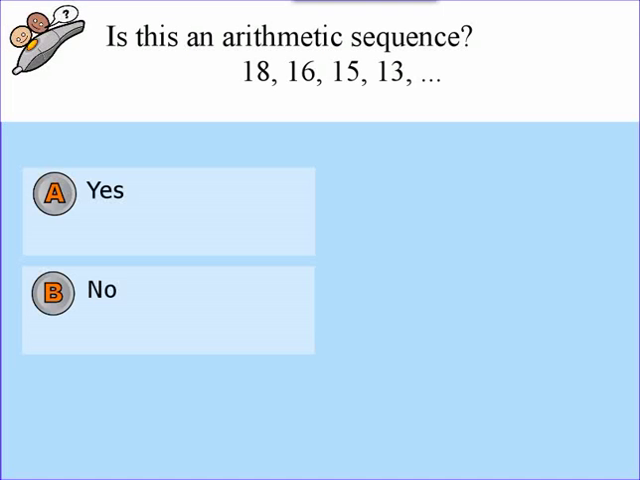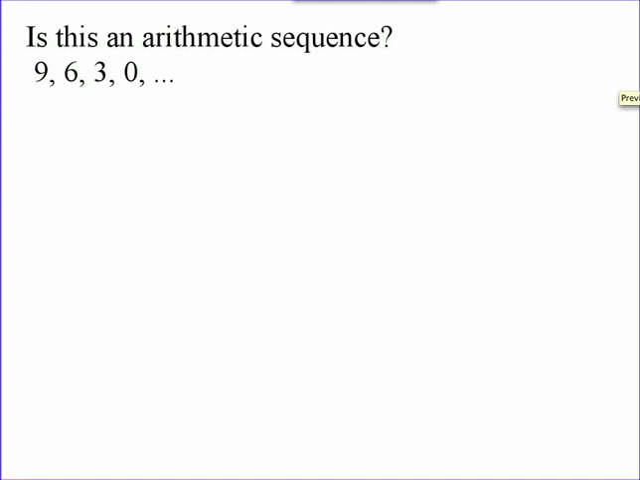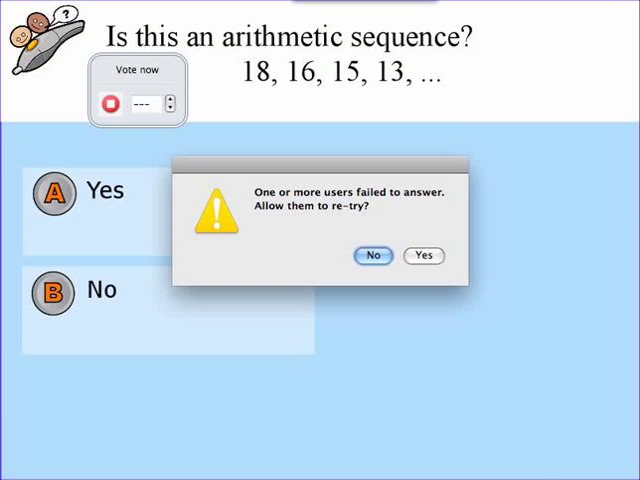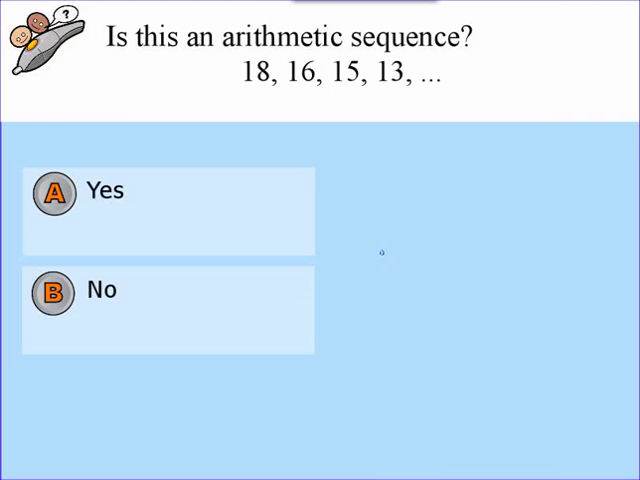So let's go ahead and go back. This asks, is this an arithmetic sequence? So this is how you check. What do you do from 9 to get 6? You subtract 3. What do you do to 6 to get 3? Subtract 3. You need to check all of them. So with that in mind, is that an arithmetic sequence? Yes.